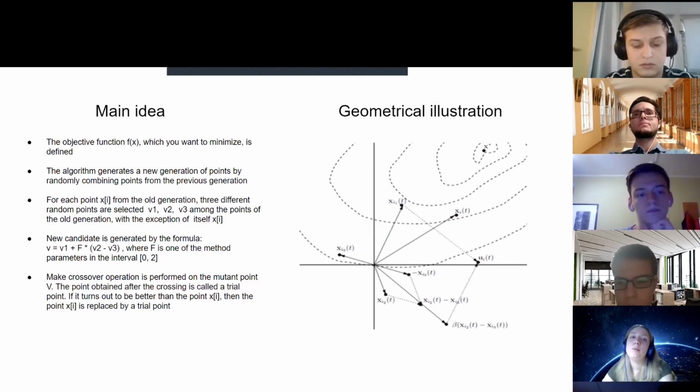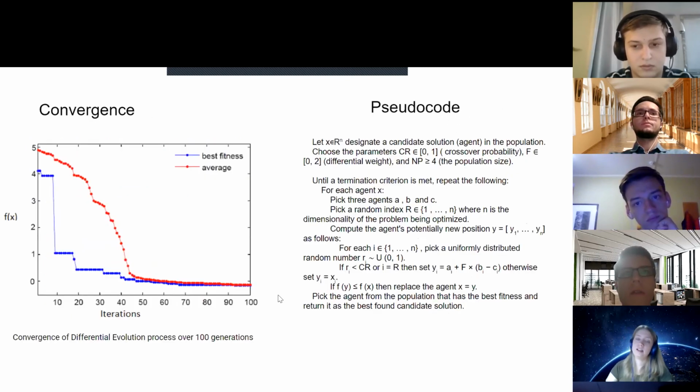And then the point obtained after the crossover is called the trial point, and in the last step, we choose the best variant of this point. Okay, and on the last slide, you can see pseudocode. I wrote it by myself, but I said all the steps before. And covariance with best fitness and average over 100 generations. Thank you for your attention.